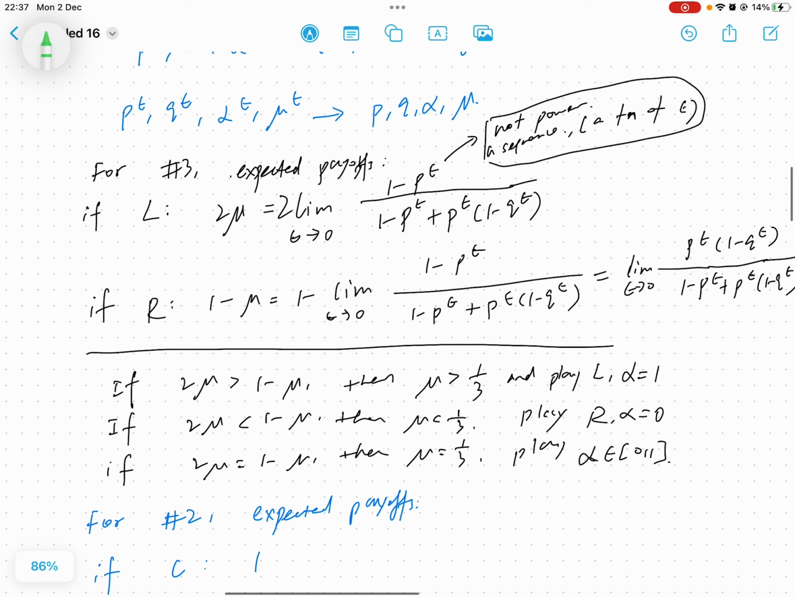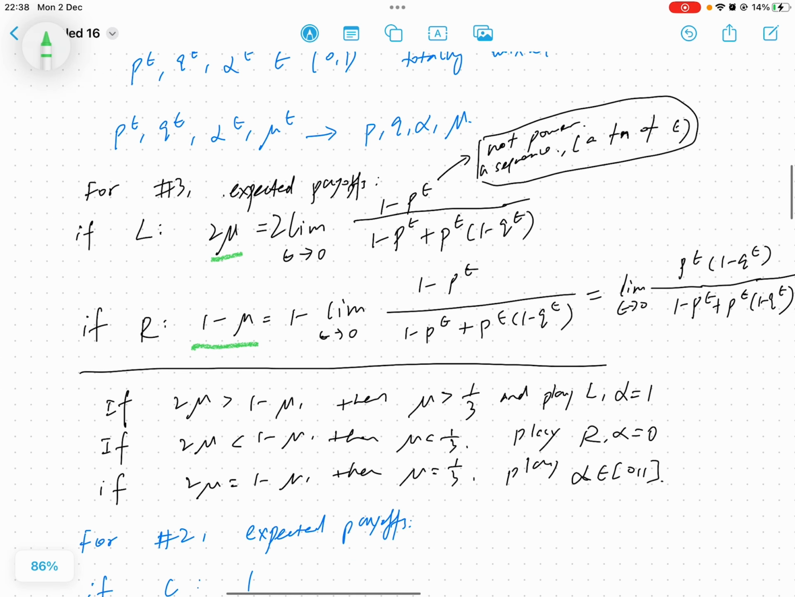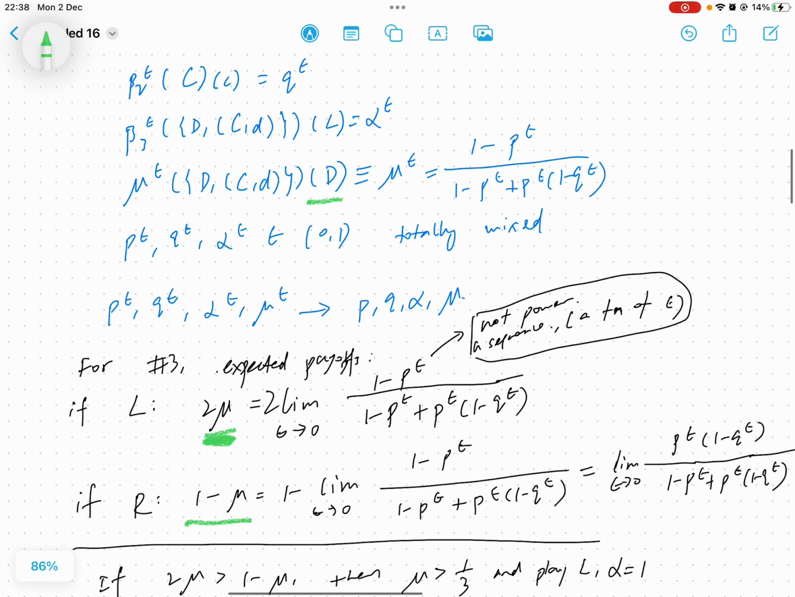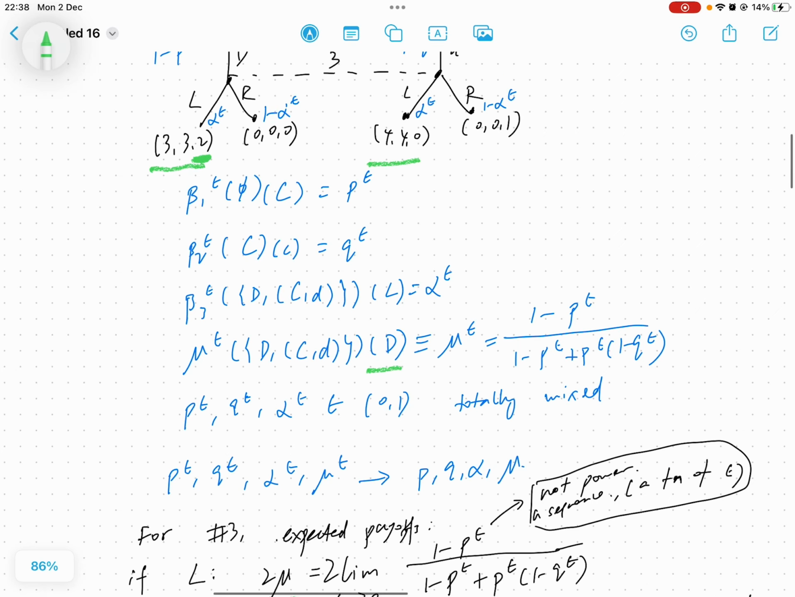So let's compare those two things. Let's say if 2 mu is bigger than 1 minus mu, then mu has to be greater than 1/3. And in this case, if this is better, then player 3 plays L. It simply means that alpha equals 1, right? So alpha would be simply the behavior strategy of player 3.